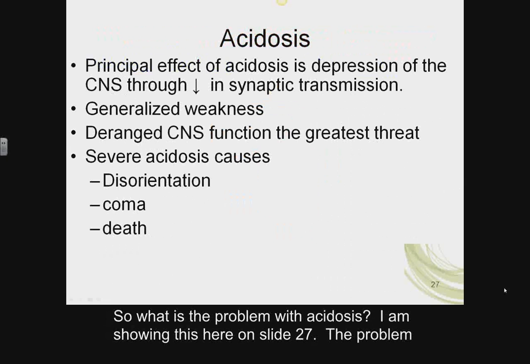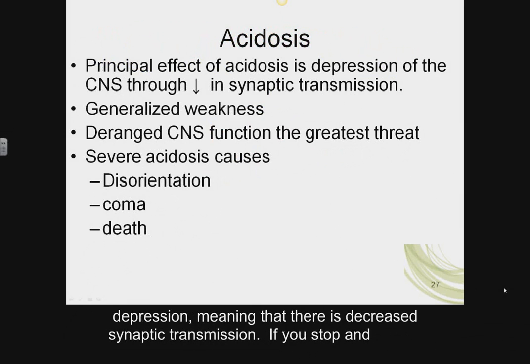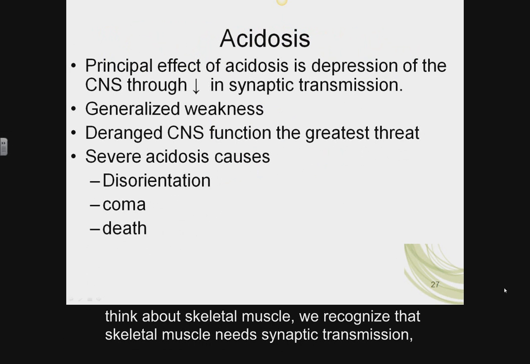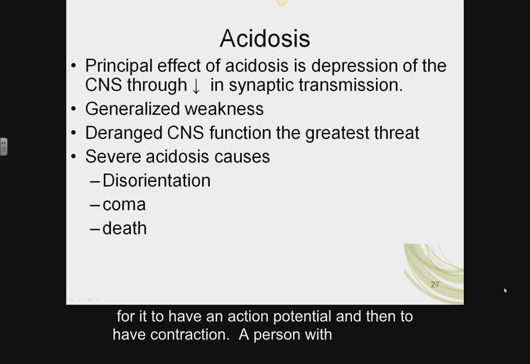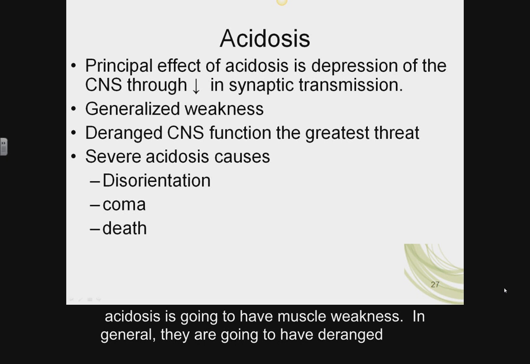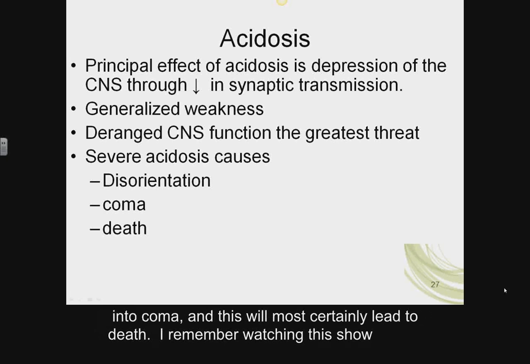So what is the problem with acidosis? I am showing this here on slide 27. The problem with acidosis is actually the effect of the increased acids causes central nervous system depression, meaning that there is decreased synaptic transmission. If you stop and think about skeletal muscle, we recognize that skeletal muscle needs synaptic transmission, right? We need somatic motor neurons releasing acetylcholine on the skeletal muscle in order for it to have an action potential and then have a contraction. A person with acidosis is going to have muscle weakness. In general, they are going to have deranged central nervous system function. They will have disorientation. They can go into coma, and this will most certainly lead to death.